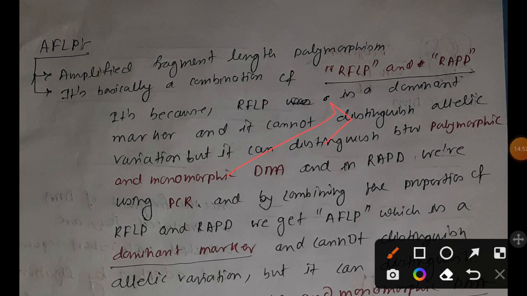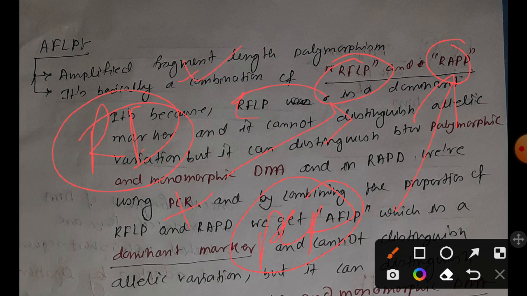But after the development of PCR, we mixed RFLP with RAPD. RAPD is the first molecular marker technique developed using PCR. So the PCR technique is adopted from RAPD, and from RFLP we have adopted the restriction endonuclease digestion, and by combining these two steps we have constructed AFLP.